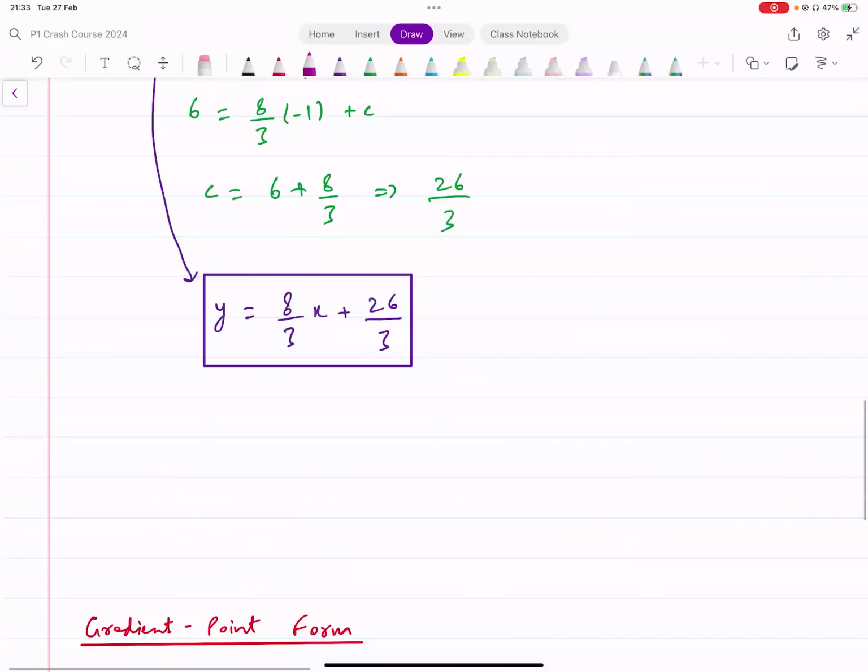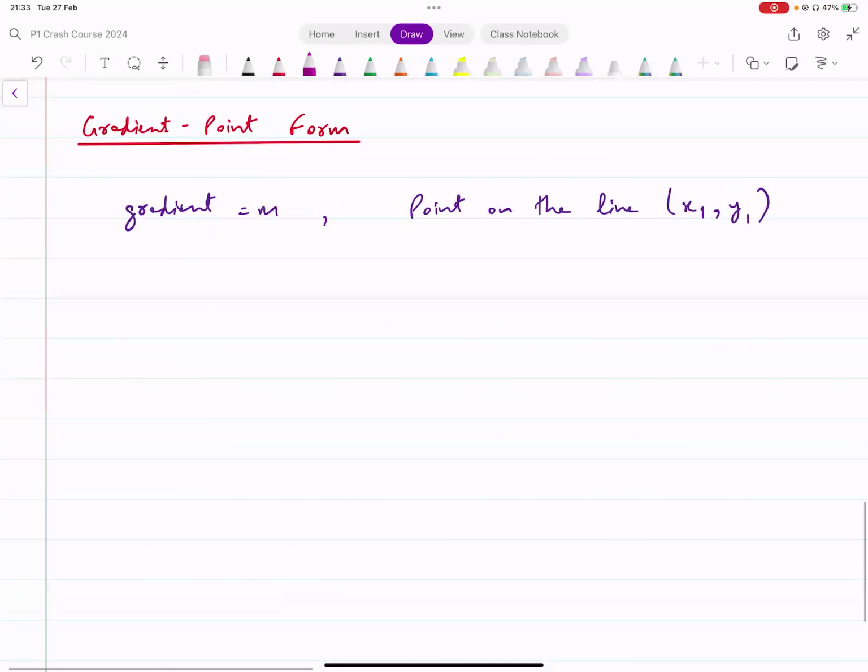Y equals mx plus c. What was the process? Let's start from y equals mx plus c. We would first input the gradient here, and then we would find the value of c somehow. Now in this case, gradient is m, so we just leave it as m. We need to find the value of c somehow. How did you use to find the value of c? Using the point that was given.